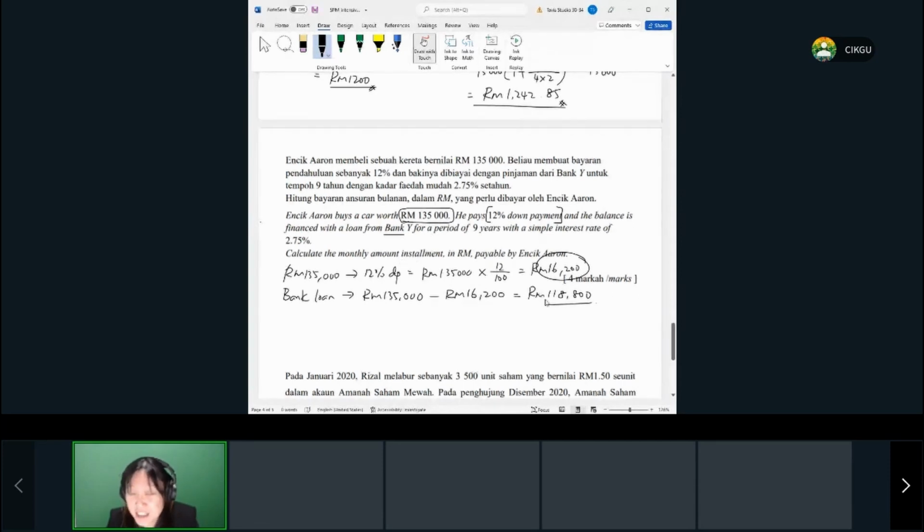So anyways, the bank decides to loan Encik Aaron money for 9 years, simple interest. For the sake of SPM only, but in reality, it's compound interest. But simple interest, 2.75%. So this is R, this one is my T.